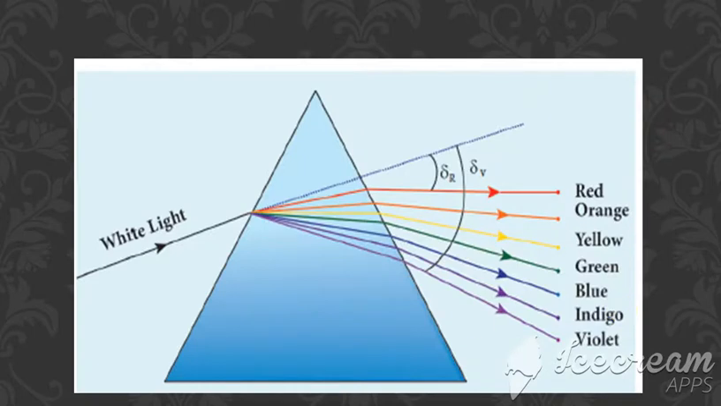Here is a diagram which shows that the white light is being split into its seven colors. The angle here is for red, so it is δR. For violet it is δV. So we have the colors VIBGYOR, and white light is split into these seven constituent colors.